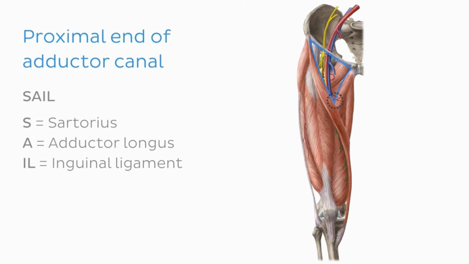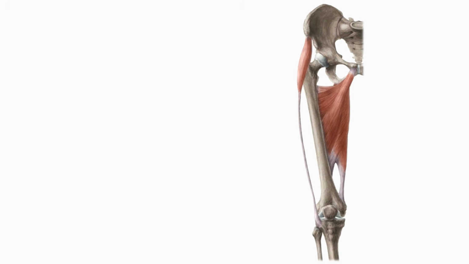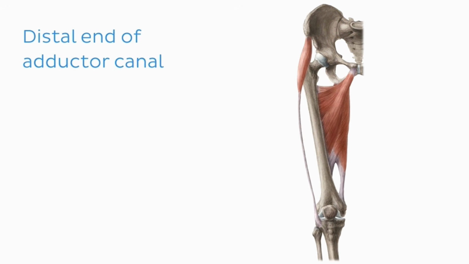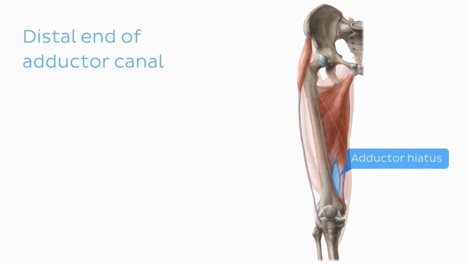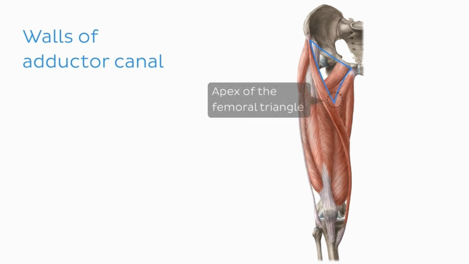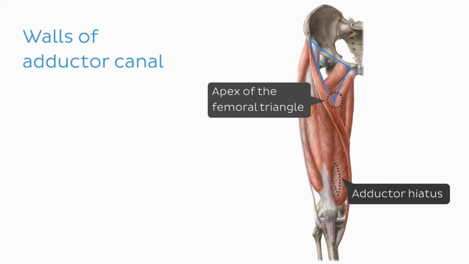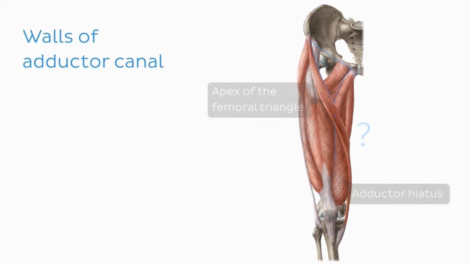So in terms of how the adductor canal ends, the adductor canal ends inferiorly and medially when it meets the adductor hiatus. And remember that the adductor hiatus is a space in the adductor magnus muscle between the fleshy adductor insertion and its tendinous hamstring insertion. So between the apex of the femoral triangle and the adductor hiatus, there's one more question we want to ask, which is what muscles make up this intermuscular passageway?